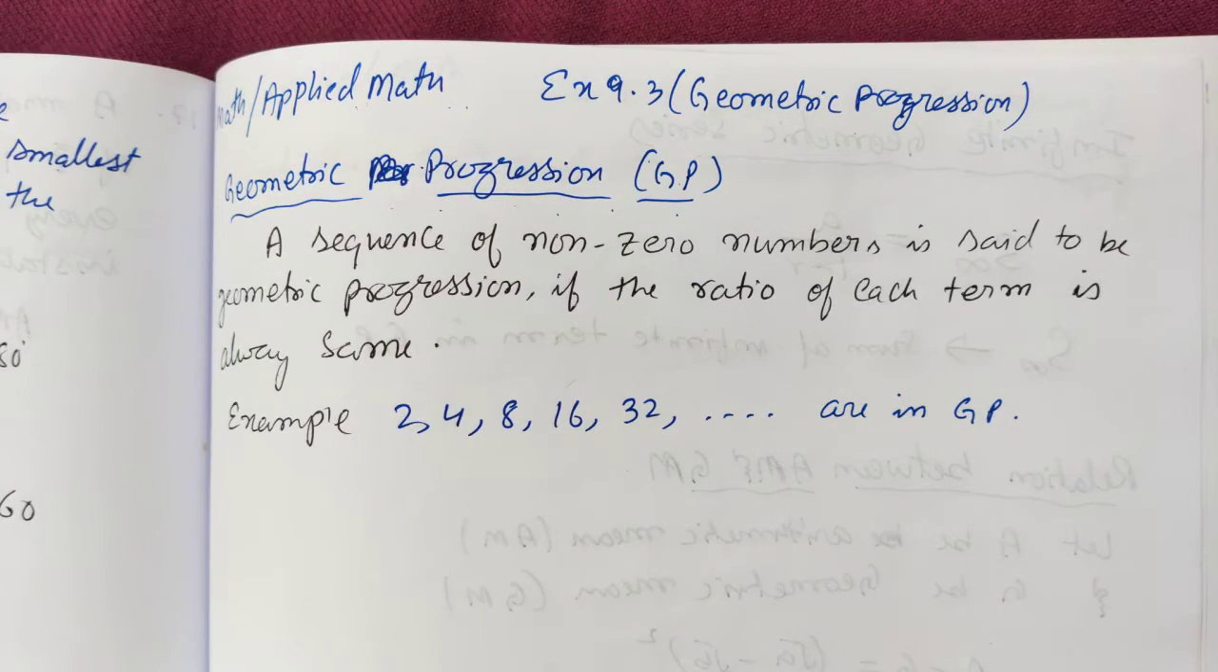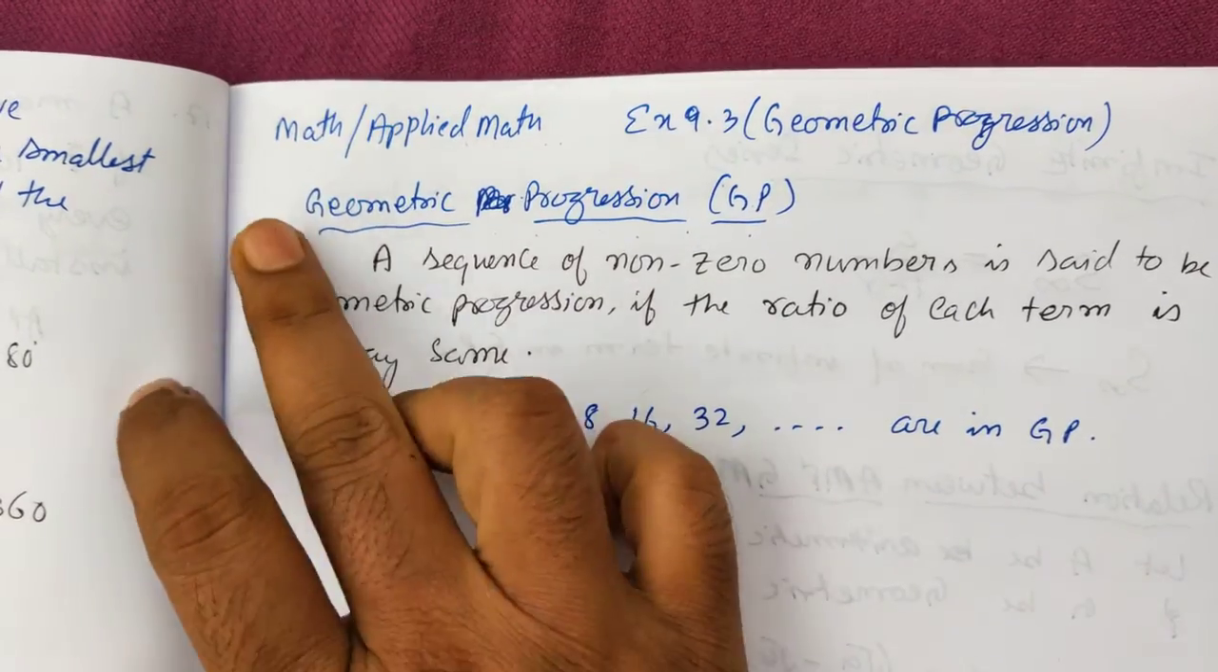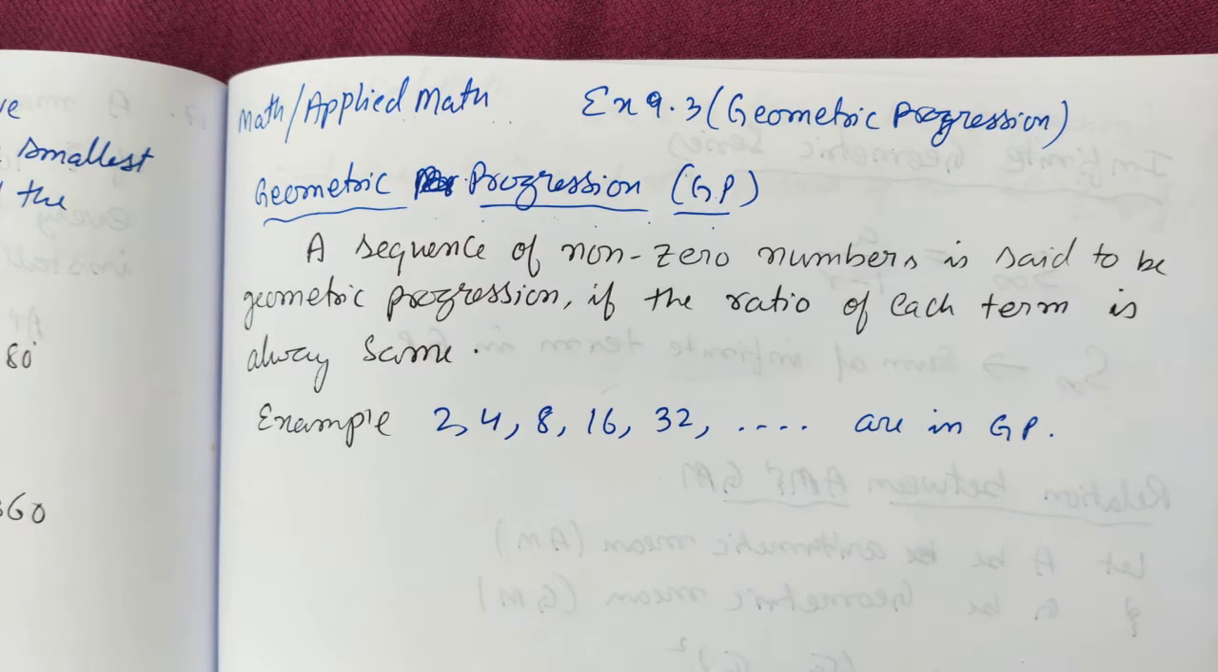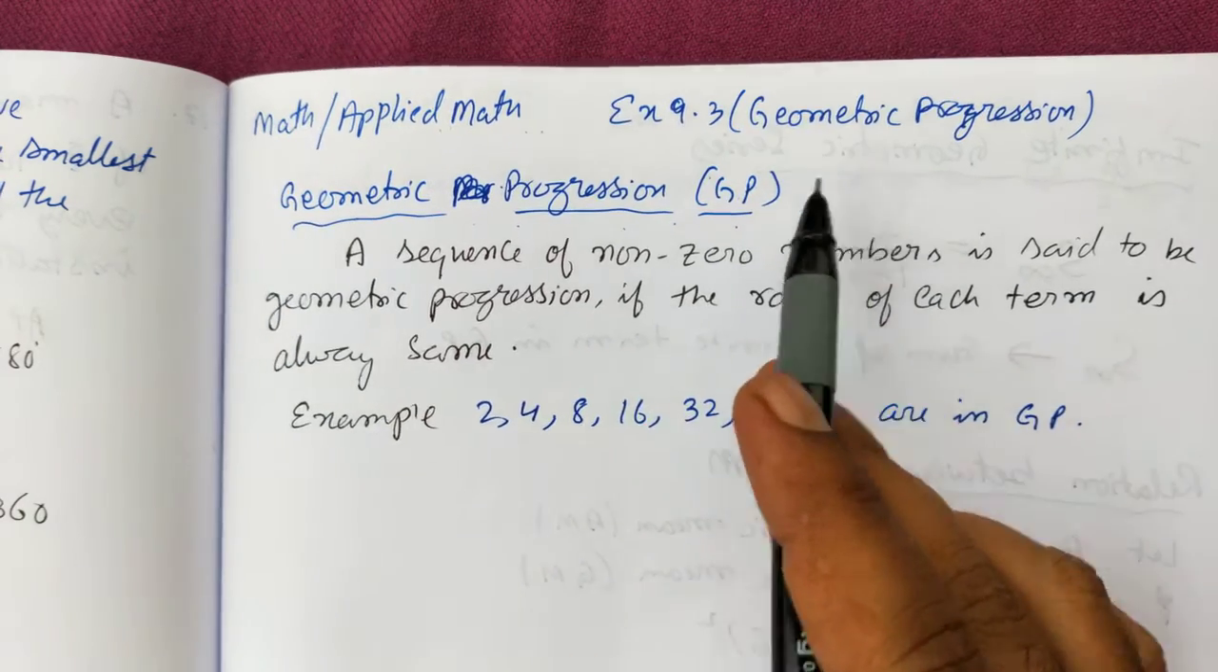Hello students of grade 11, maths or applied maths. This chapter is common, chapter 9, sequence. In 9.3 we are going to learn about geometric progression.